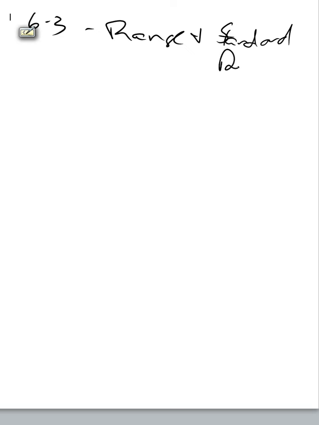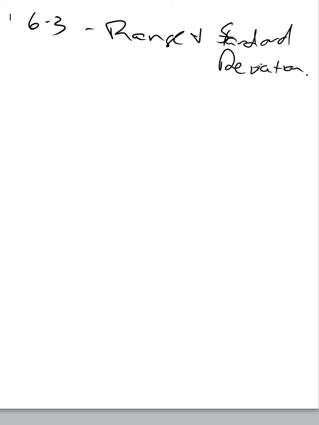And in section 6.3, you're going to be looking at a couple different pieces. You're going to look at range. You're going to look at standard deviation. Now, when you're looking at range and standard deviation, both of those are going to tell you the measures of variation of a group of data.